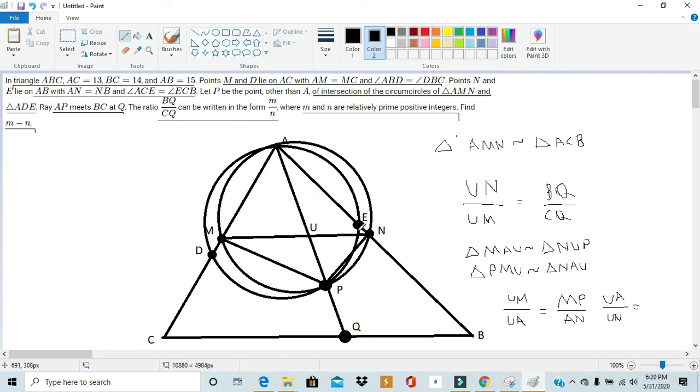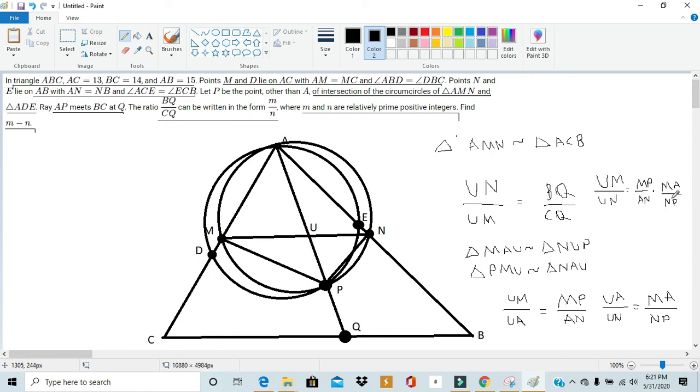And we can see that this works because, once again, these are just two pairs of corresponding sides on similar triangles. The good thing about these two relationships is that they both contain UA. So if we multiply both of these equations together, UM divided by UA equals MP over AN, and UA divided by UN equals MA over NP, well, multiplying the left-hand sides together would give us UM over UN, because the UA would cancel out, but nothing on the right-hand side would cancel out. So we get that UM over UN is equal to MP over AN times MA over NP.